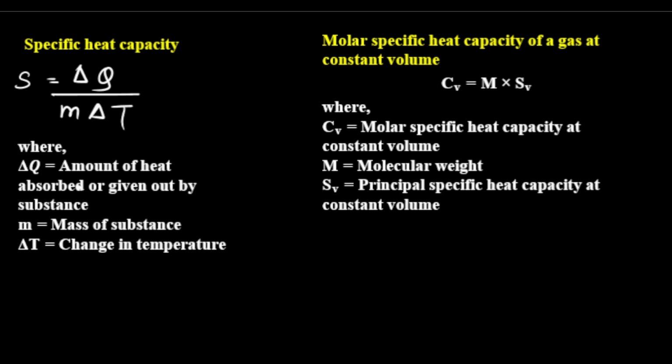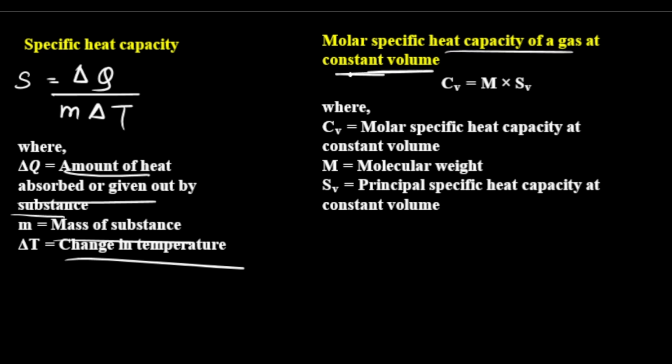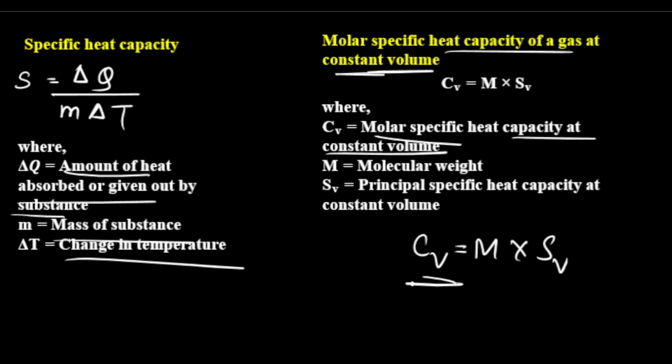Here in some places I have put the notations so it will be easy for you to understand. If it is not there, I'm doing it. Q is the amount of heat absorbed or given out by the substance, M is the mass, and change in temperature. Molar specific heat capacity of a gas at constant volume: Cv is equal to M cross S into V. So Cv is the molar specific heat capacity at constant volume, where M is the molecular weight and S is the specific heat capacity at constant volume.